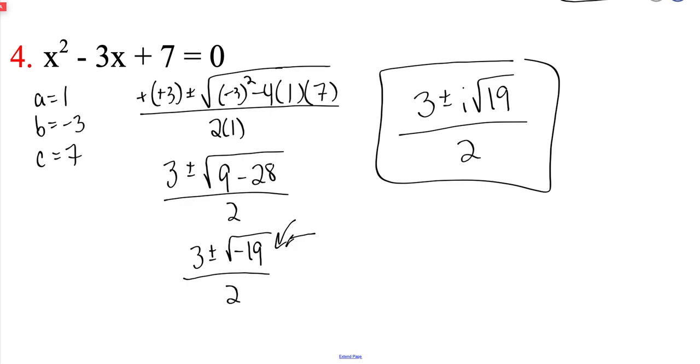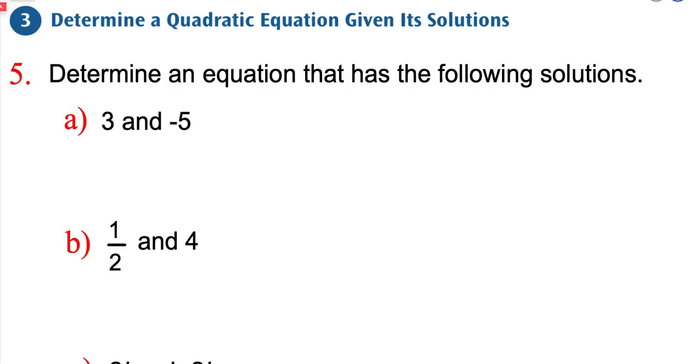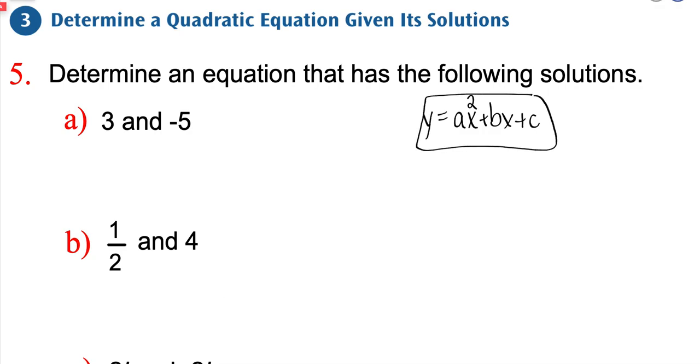So next thing we want to talk about is how we can determine an equation with solutions that are given. Okay? So we have a quadratic. It's going to be something like this, ax squared plus bx plus c equals 0, or equals y in this case. Maybe y equals. That way it's an actual equation. Okay, and we're trying to find what that is based on the solutions. So we're going to be kind of working backwards, all right?